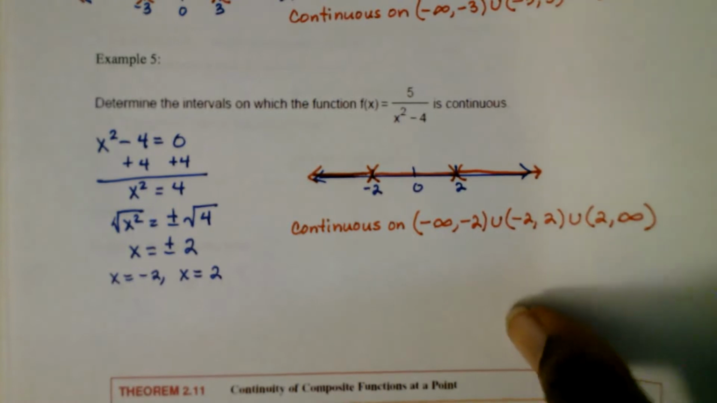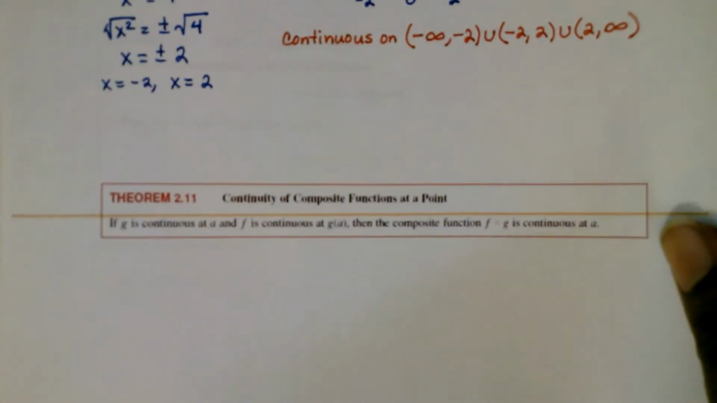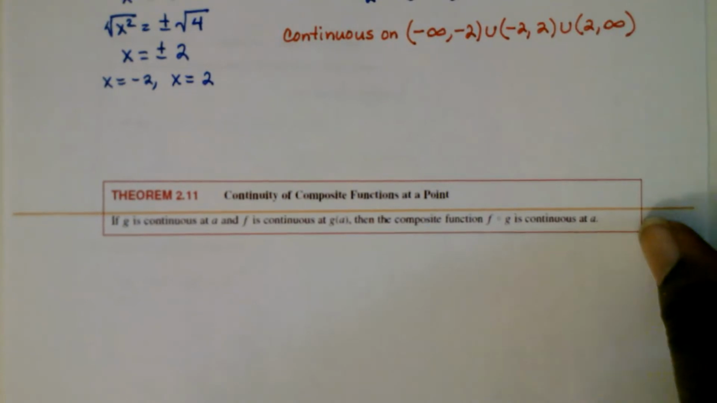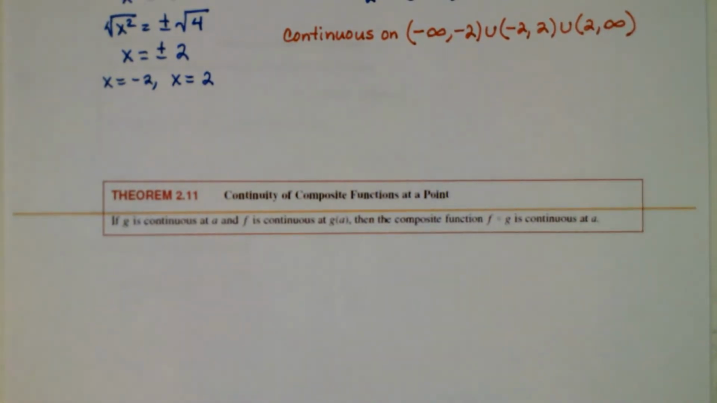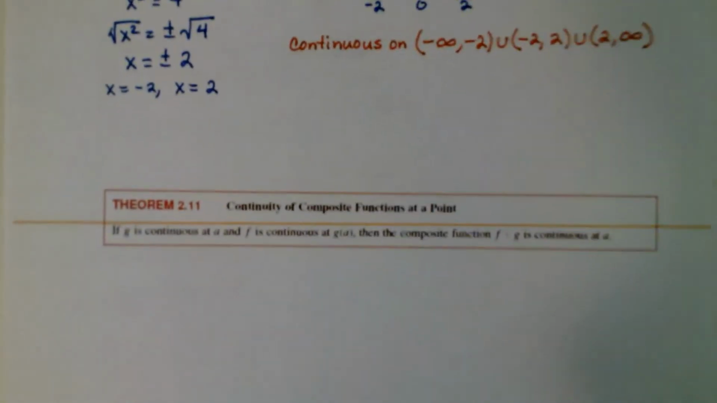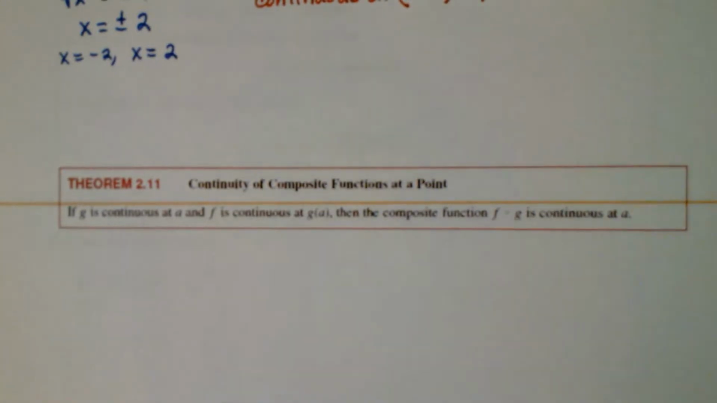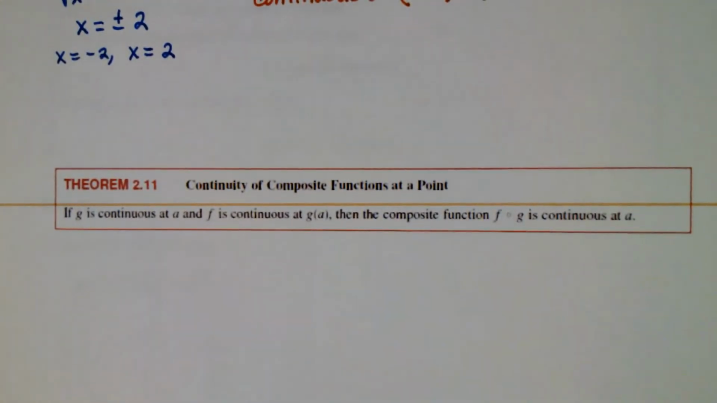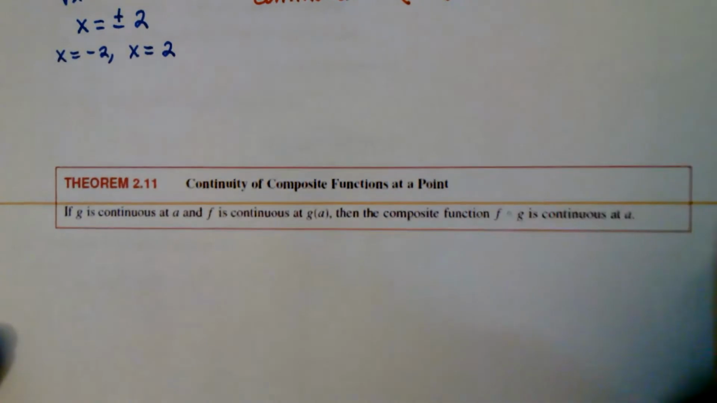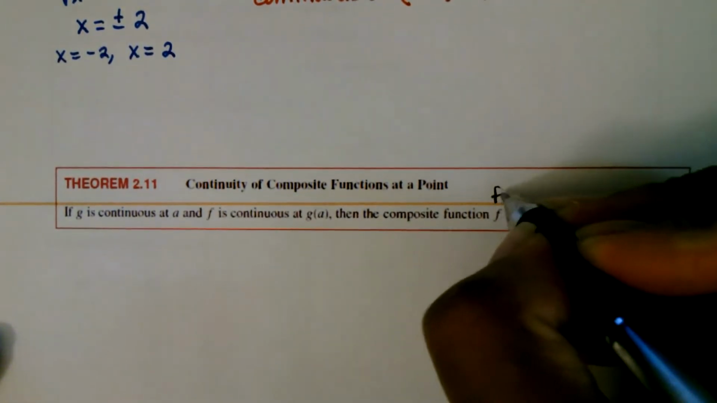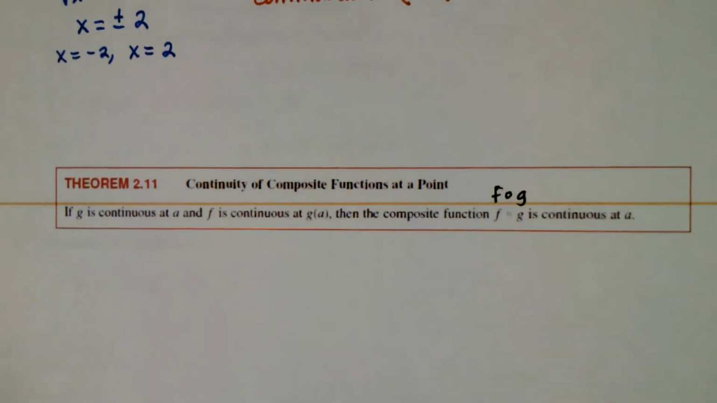Okay, now let's look at continuity of a composite function at a point. And it's going to be this. If g is continuous at a point a and f is continuous at g of a, then the composite function f circle g, that is f circle g, by the way, is continuous at a.